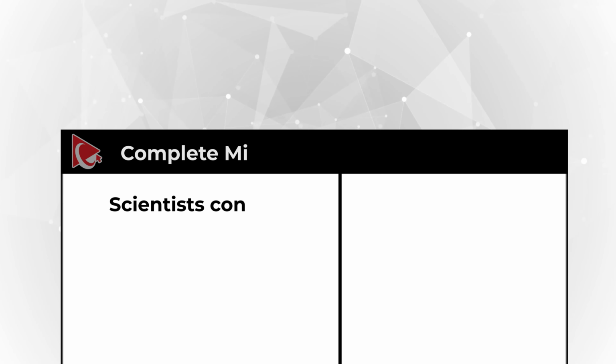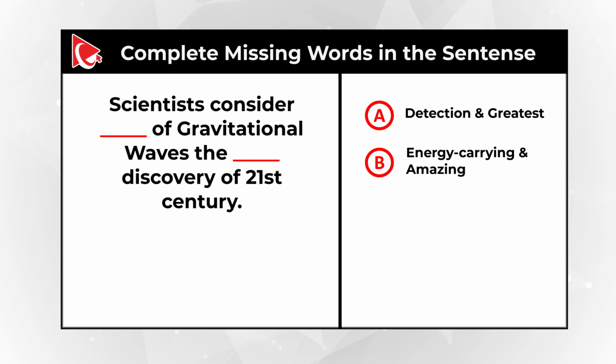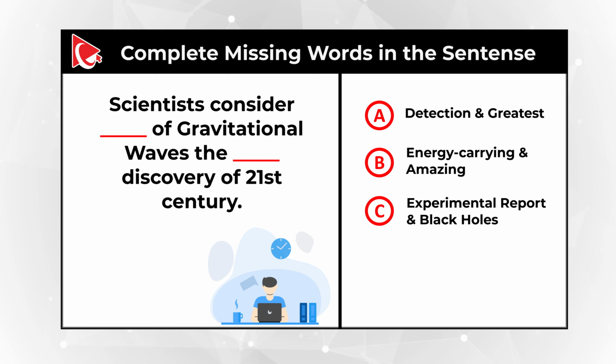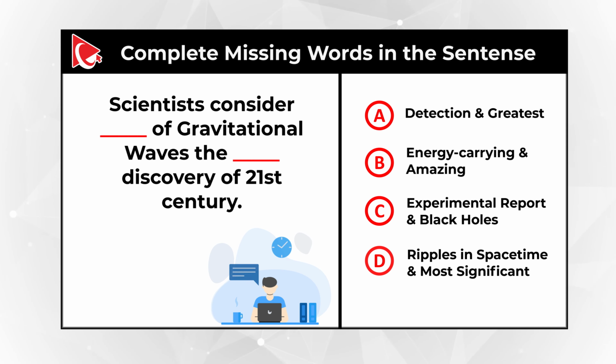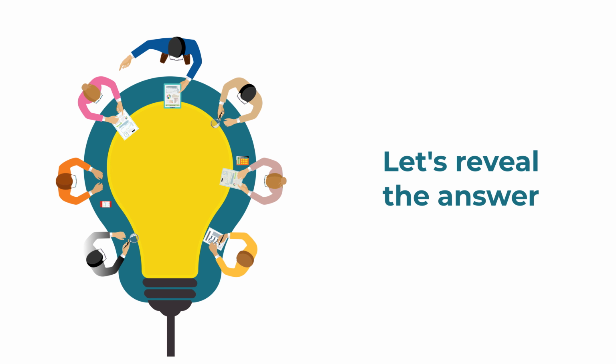Choice A, detection and greatest. Choice B, energy carrying and amazing. Choice C, experimental report and black holes. And choice D, ripples in space-time and most significant. Give yourself a little bit of time, maybe 10 to 15 seconds. Feel free to pause this video to see if you can come up with the solution. Ready or not, I am going to move forward and reveal the answer.